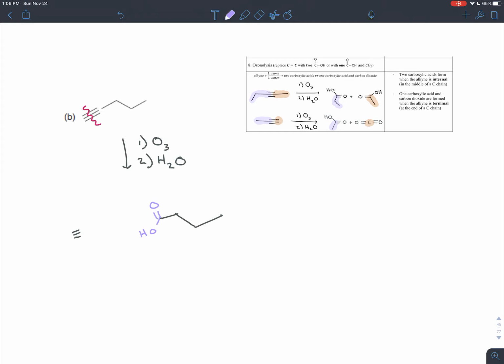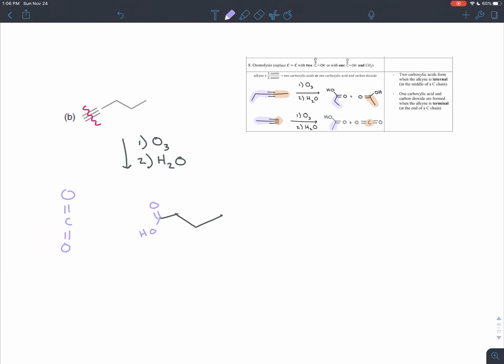But if you have a terminal alkyne, if you ever have this one lonely carbon at the end of the chain that gets sawed off, that turns into carbon dioxide. If you think of this reaction as adding bonds to oxygen, here you have 3 bonds to oxygen. Carbon dioxide is really just 4 bonds to oxygen. And so that's what this one lonely carbon turns into. It ends up turning into carbon dioxide.